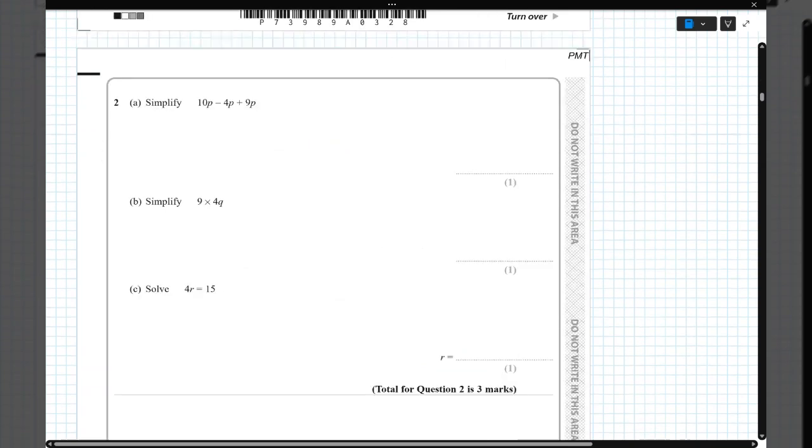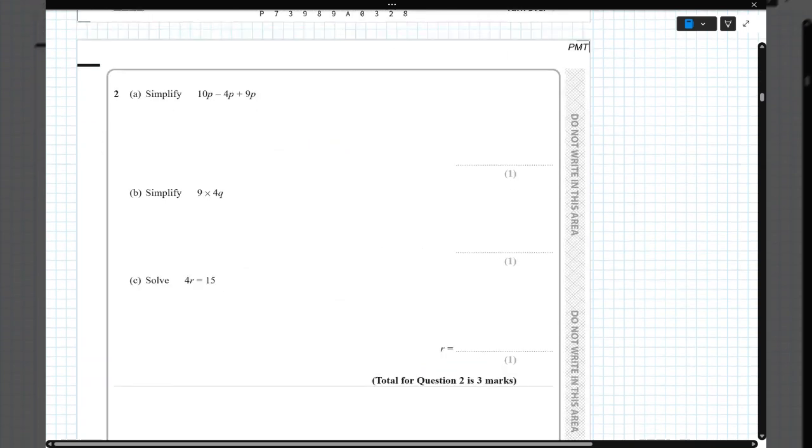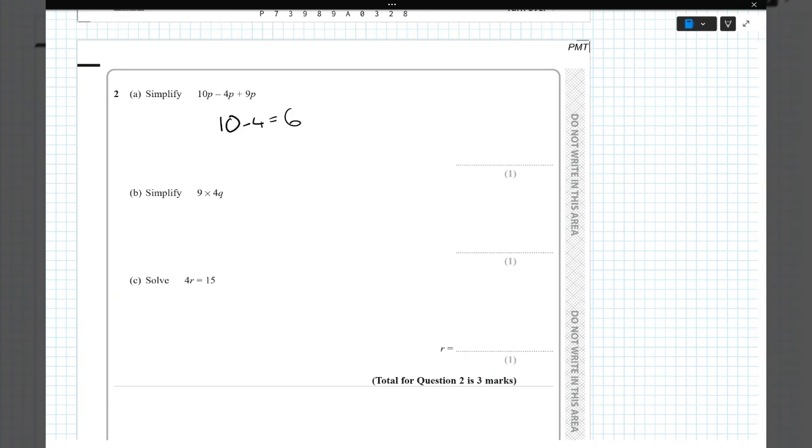Right, question 2. We're going to see how many of these we can get done. 10 take away 4 is equal to 6, and then 6 plus 9 is equal to 15. So it's 15p. We just work from left to right when we're doing additions. This next bit, simplify. 9 times 4 is 36, so it's 36q.